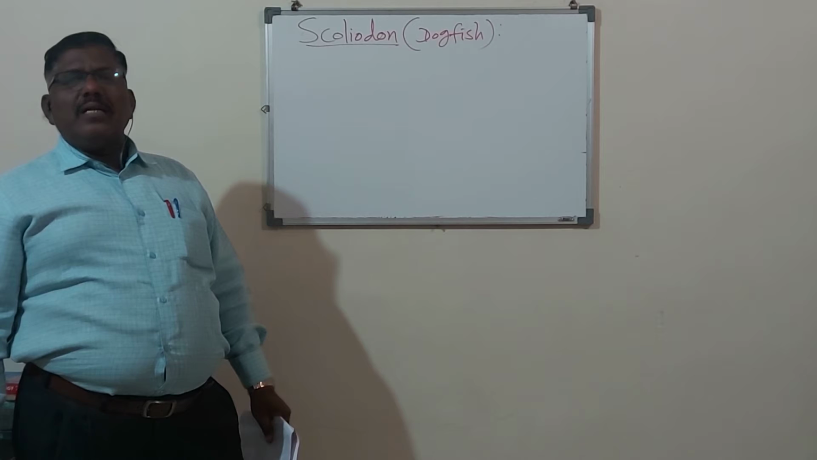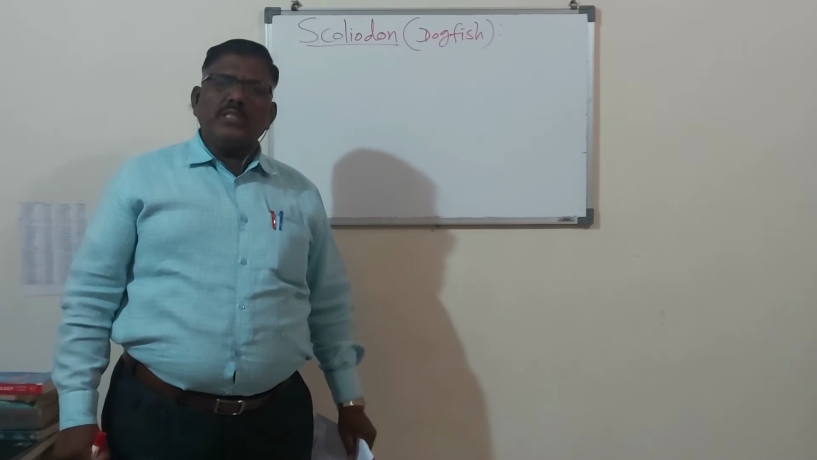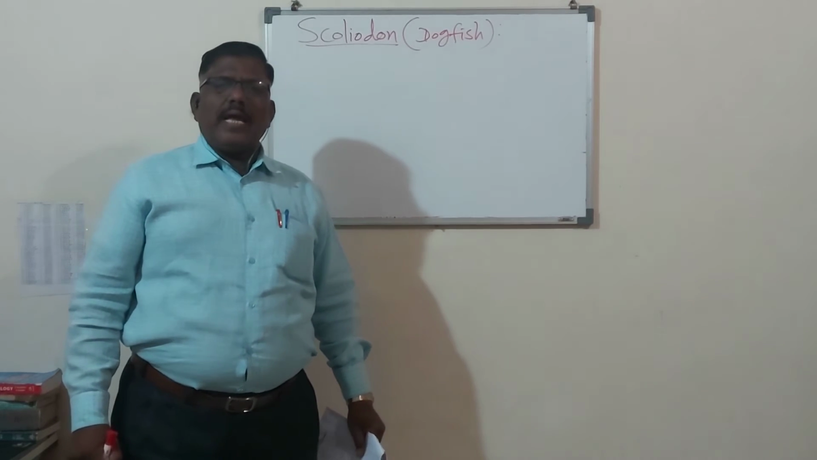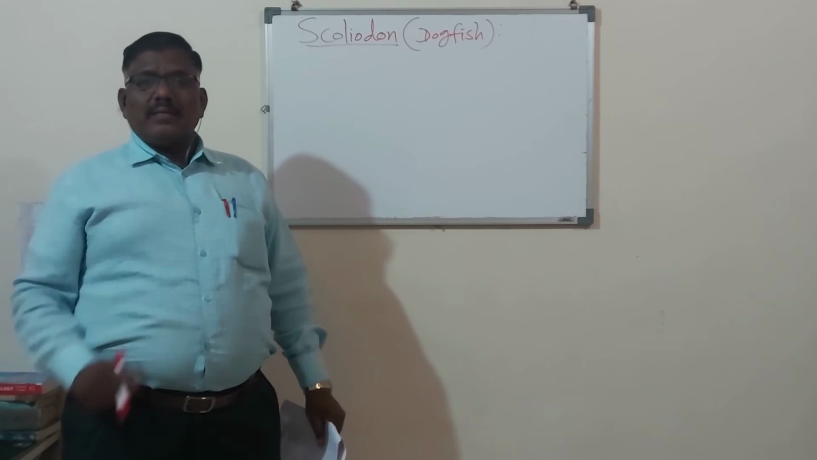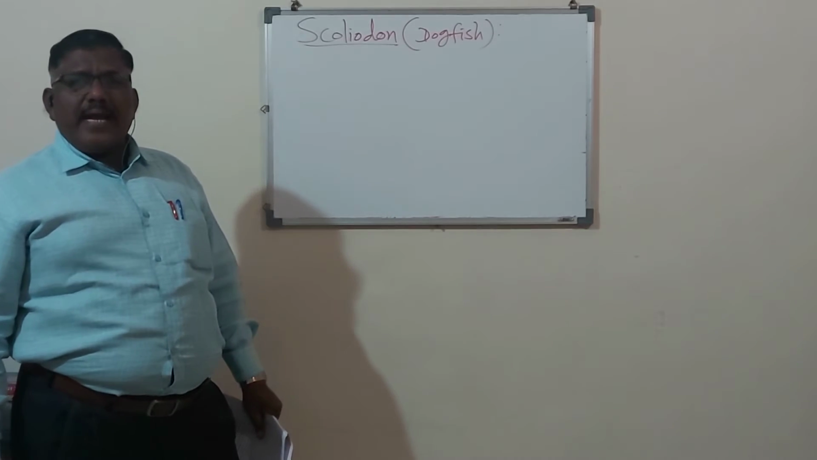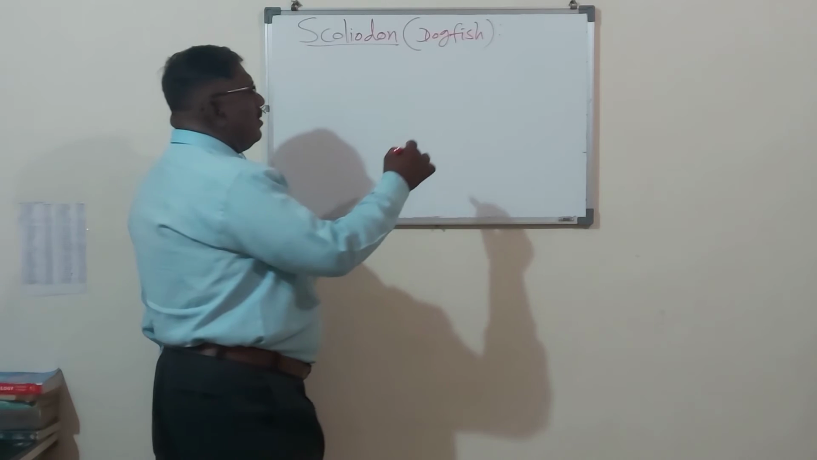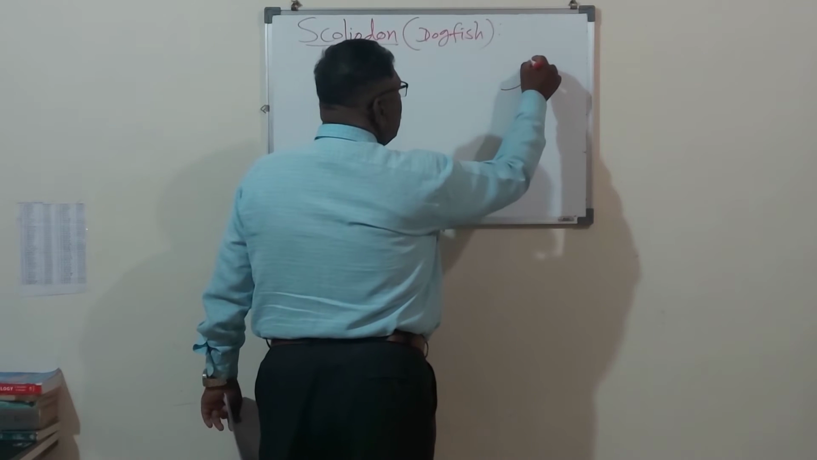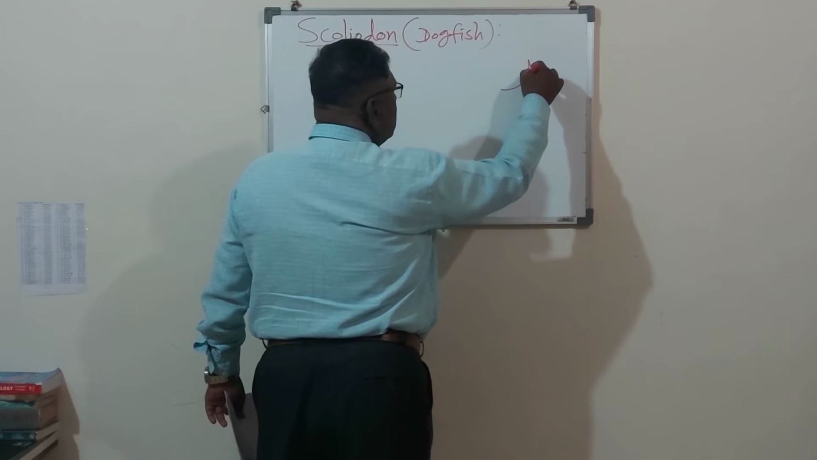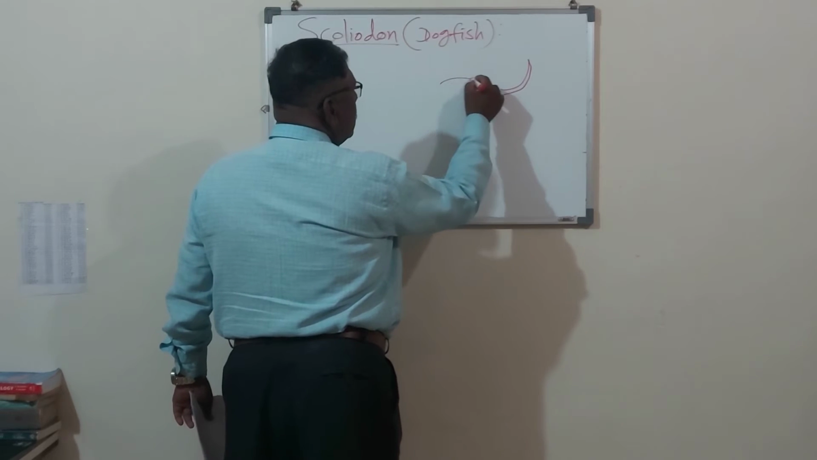So that is one reason why Scoliodon is called the dogfish. Sense of smell is acute like the dog. Another reason: the posterior end or the tail of the Scoliodon is curved.